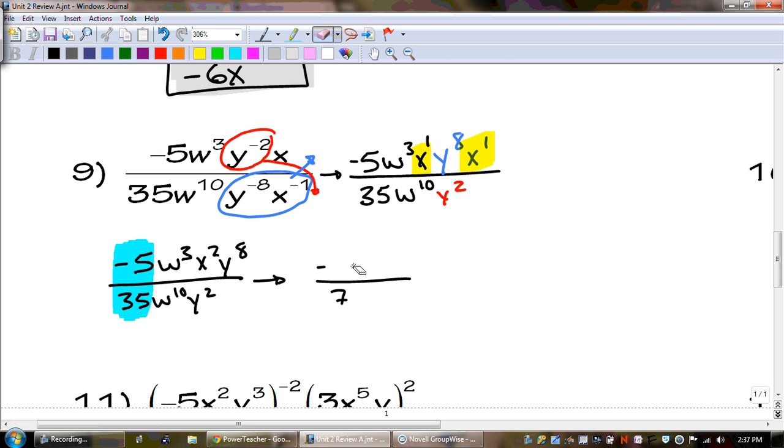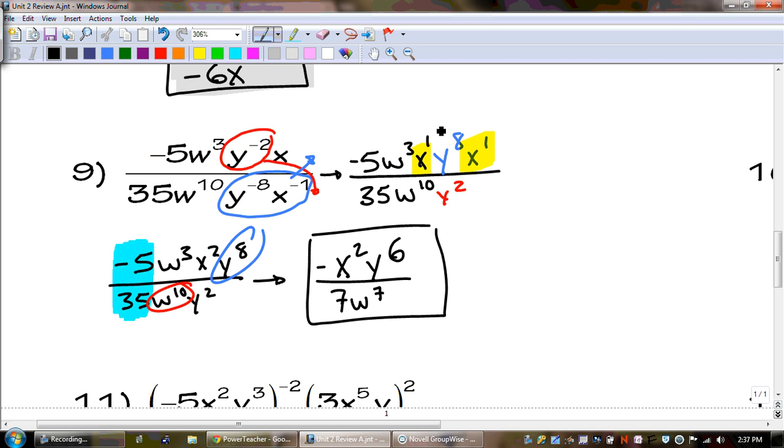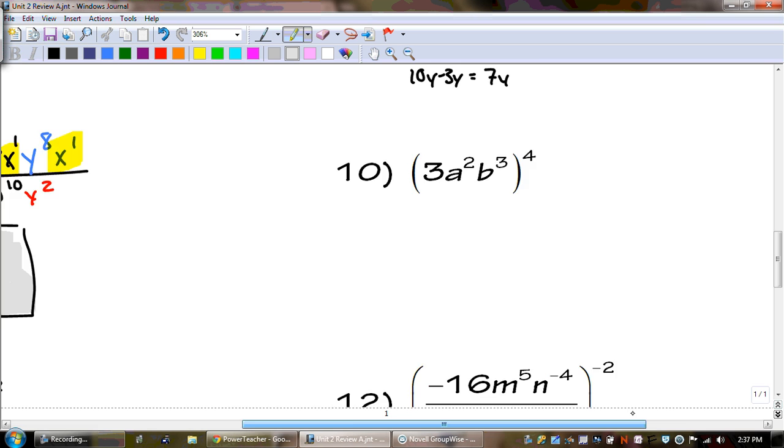Now we don't have to keep the 1 up top, at least for now, but if everything cancels, we need it there. So who wins with the w's, the top or the bottom? Yeah, the bottom. And the bottom wins by 7. And then who wins with the x's, the top? Oh, they're only on the top, so they stay on the top. And then who wins with the y's, the top or the bottom? The top. And the top wins by 6. So we're left with negative x squared y to the 6th all over 7w to the 7th.